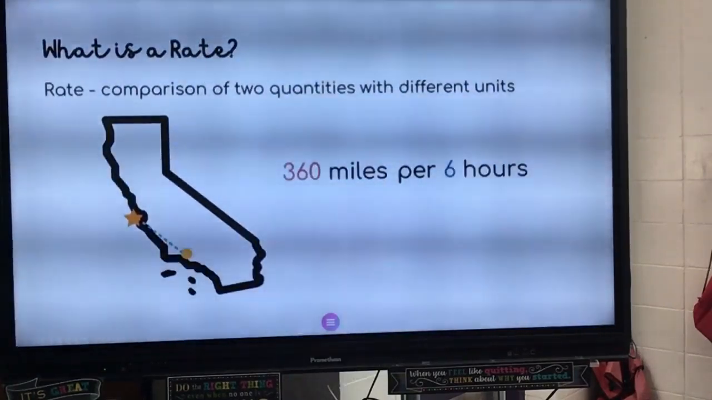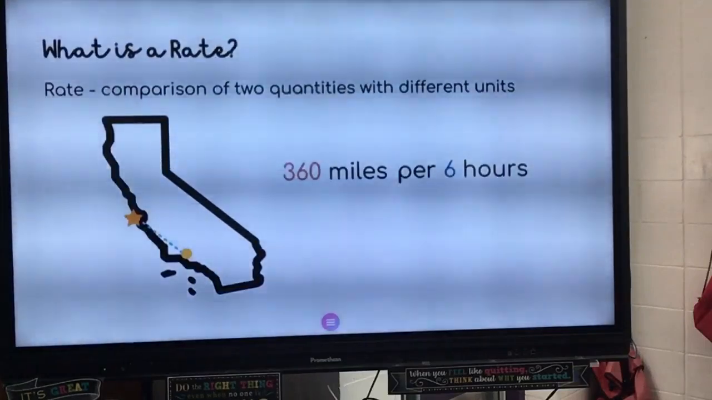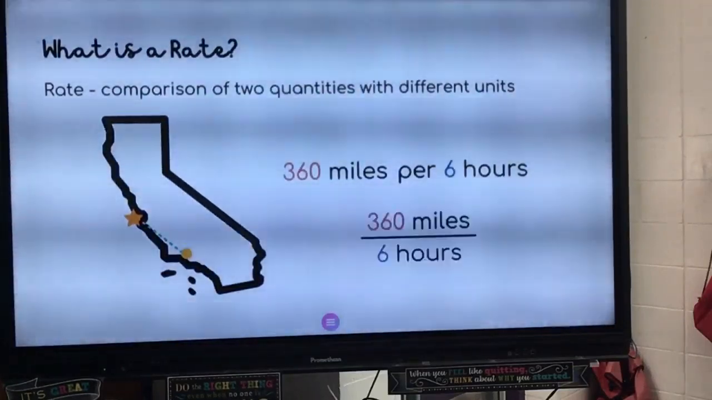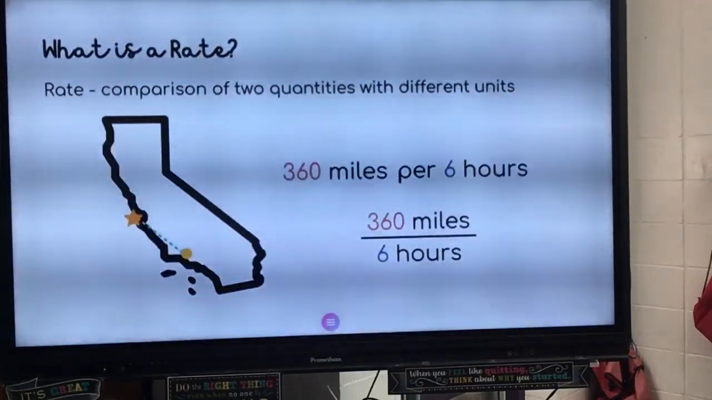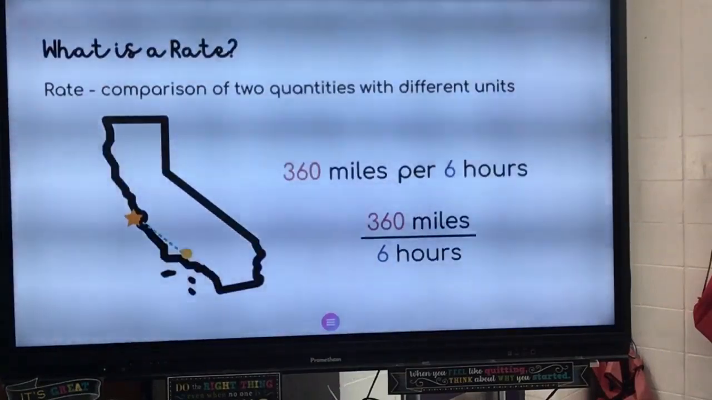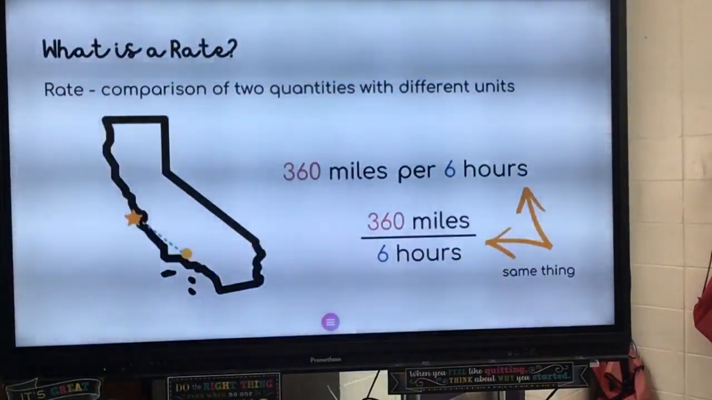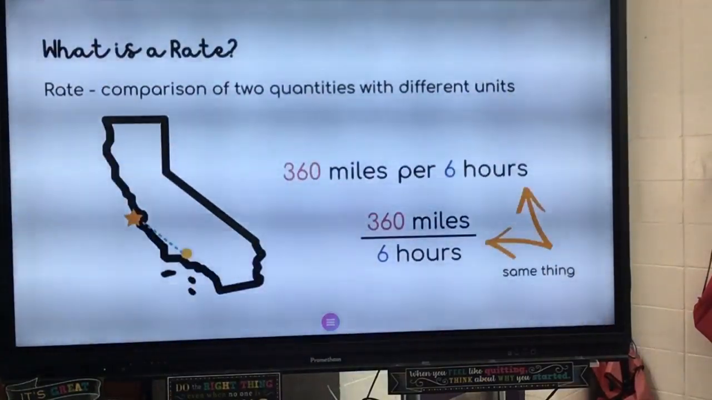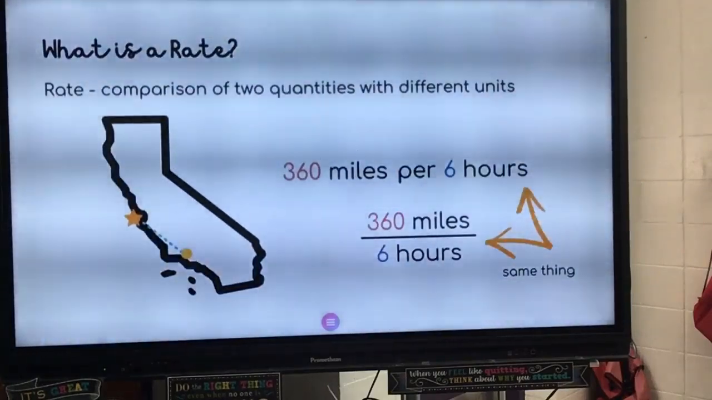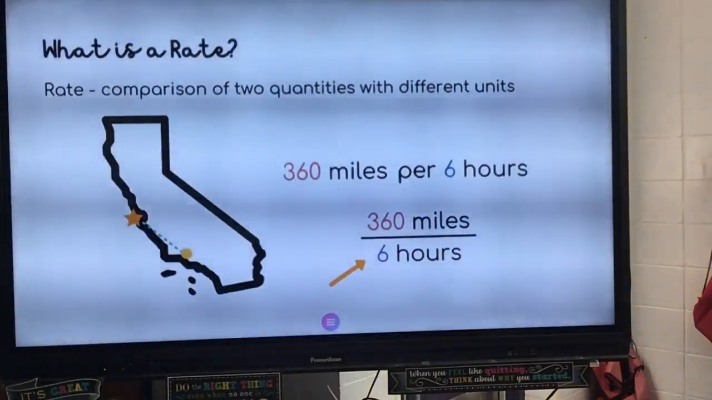Whenever you hear the word per, this means division. So you can actually write this rate as a fraction where the miles goes on top and the hours go on the bottom. We'll talk about unit rates a little later, and that's where we try to make the number on the bottom equal 1.